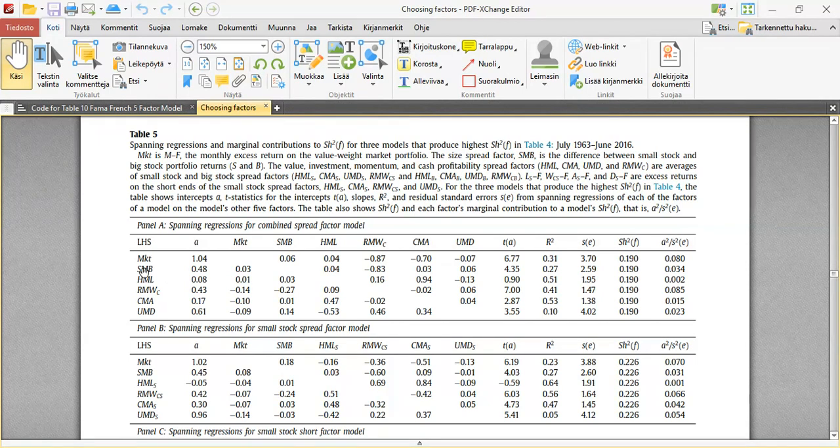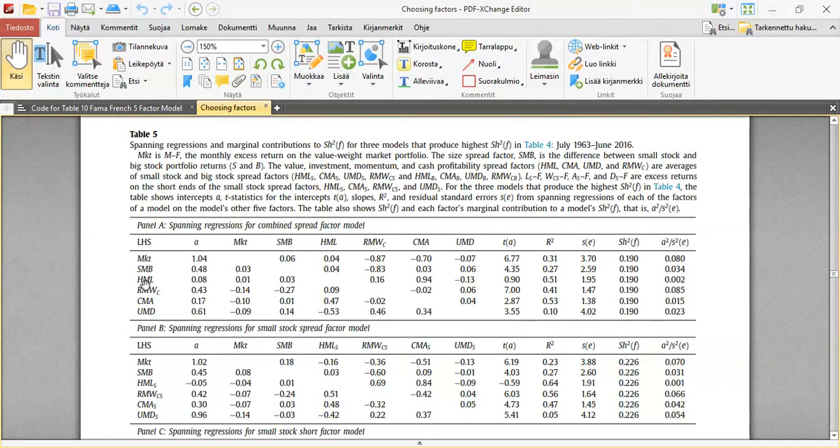So the size factor could be meaningless if we take it alone, but if we have it in association with all of the other risk factors, it obviously adds to the mean variance frontier expansion, which we see here. It increases the maximum squared Sharpe ratio of the model. And the same thing applies if you go through the other factors here.